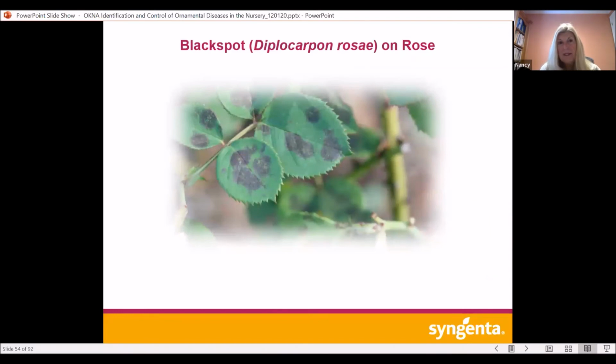Black spot. This is one that if you're growing roses can be a real problem. It causes these very dark tar-like spots on the foliage, and you can see that the margin, instead of having a very distinct margin like I've spoken about before with other fungal pathogens, this one has a feathery margin. If you look, it looks a little feathery there. But generally leaves that are infected turn yellow, they'll drop, and once this gets started, it can be a real problem on roses.